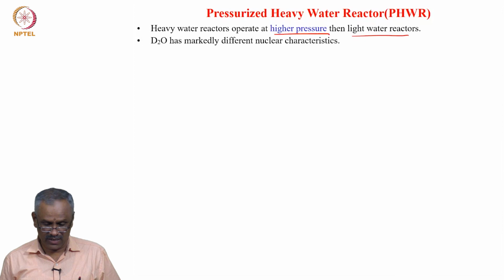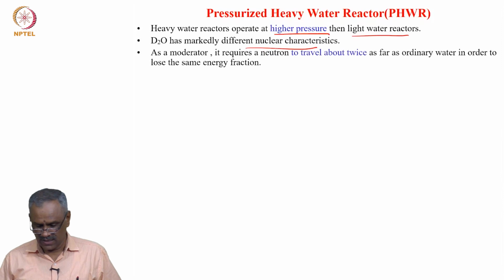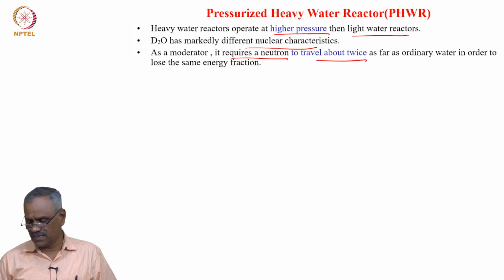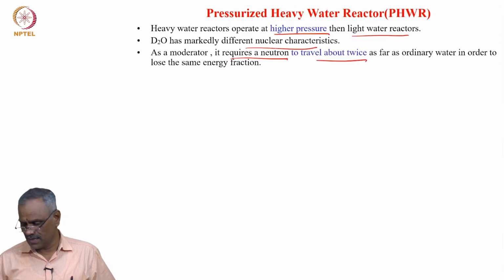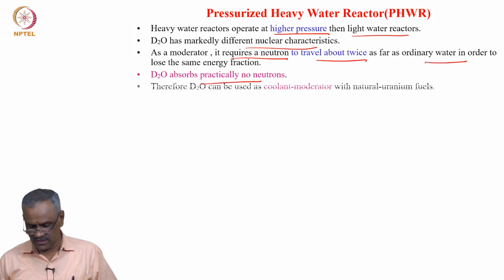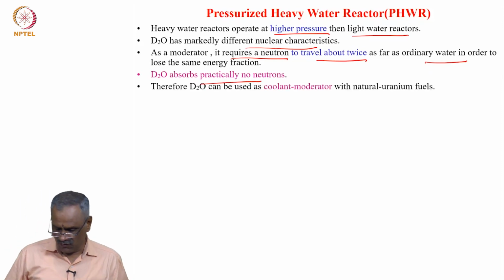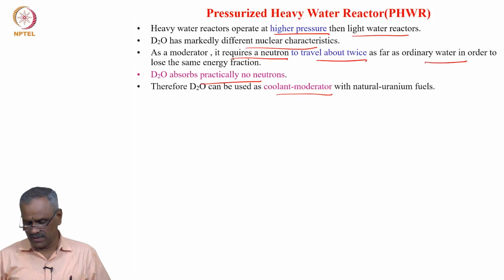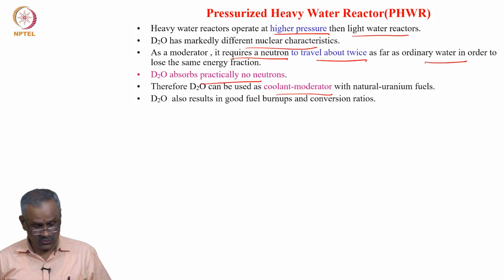The pressure ratio is comparatively higher in this case, and D2O has different nuclear characteristics, and as a moderator it requires a neutron to travel about twice as far as in ordinary water in order to lose the same energy fraction. That means here the neutron travels a longer distance than in normal water reactors. So, D2O absorbs practically no neutrons. Therefore, D2O is used as a coolant cum moderator with natural uranium fuel, that is U-238.